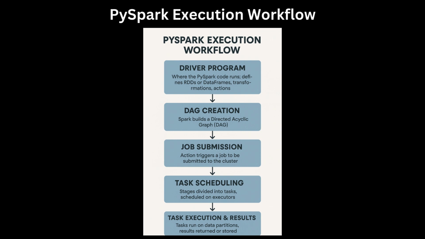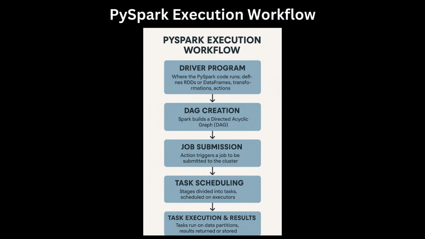2nd, DAG creation. Once your transformations are defined, Spark builds a directed acyclic graph, or DAG. This DAG is an optimized logical execution plan representing the sequence of computations. 3. Job submission. When you trigger an action like .collect or .save, Spark submits a job to the cluster. The DAG is split into stages based on data shuffles. 4th, task scheduling. Each stage is then broken into smaller units of work called tasks, which are distributed across the cluster's executors for parallel execution.